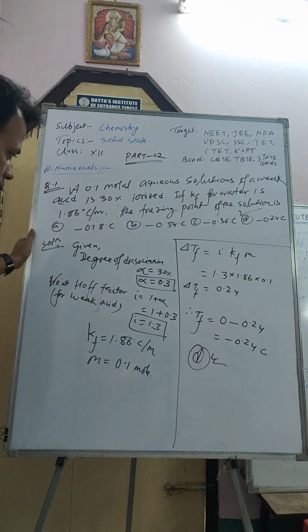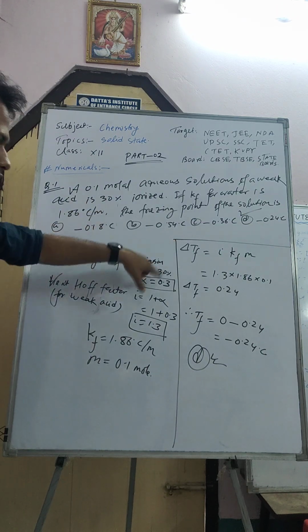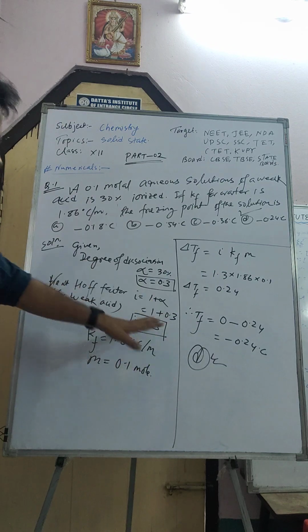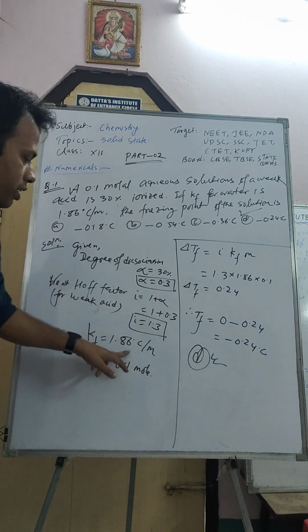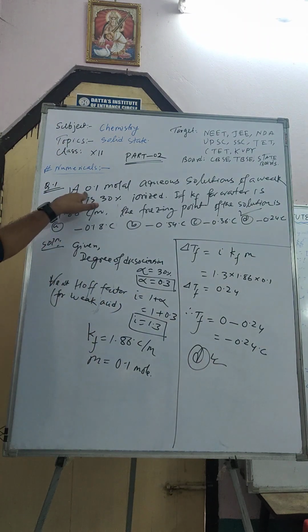Now what is given here? I am reading here. The degree of dissociation alpha is 30%, that is 0.3. Van't Hoff factor i equal to 1 plus alpha, that is 1 plus 0.3, that is 1.3. And Kf is 1.86 degree C per mole, and m is given, molality is 0.1.